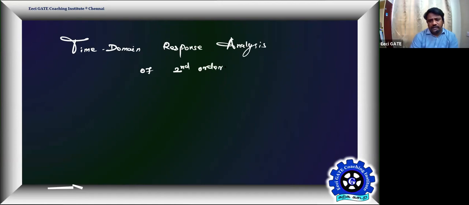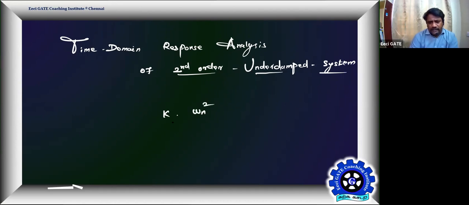What second order? Yesterday I had given an underline: it's an underdamped second order. Second order underdamped system, or underdamped second order system, we can also say. By default, its model is given by K into omega n square in the numerator. The denominator is s square plus 2 zeta omega n s plus omega n square.